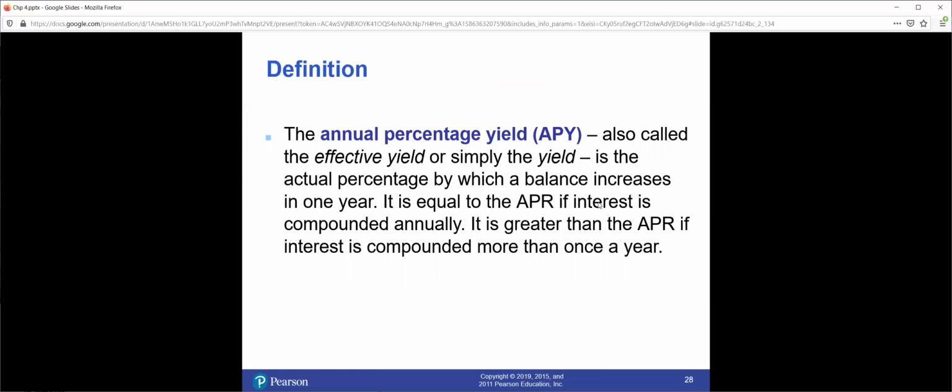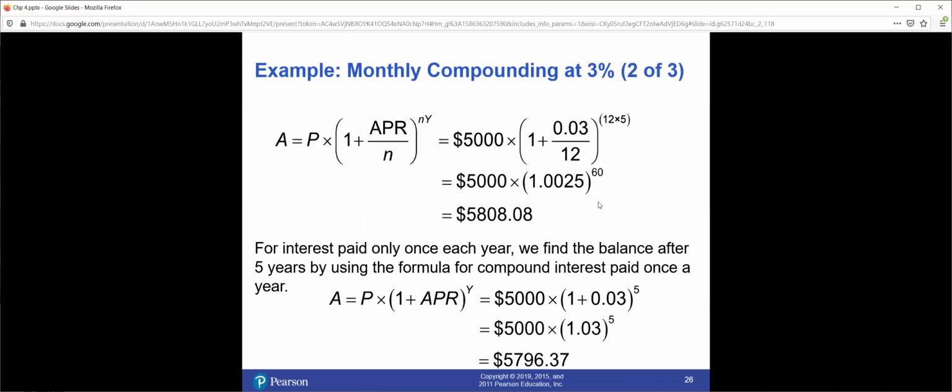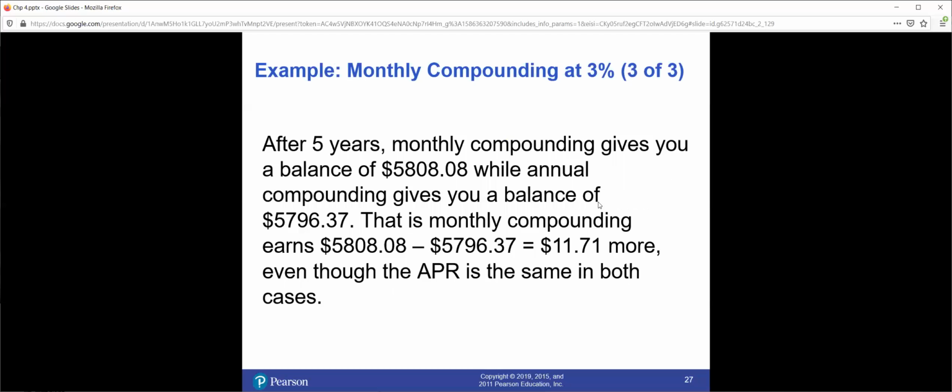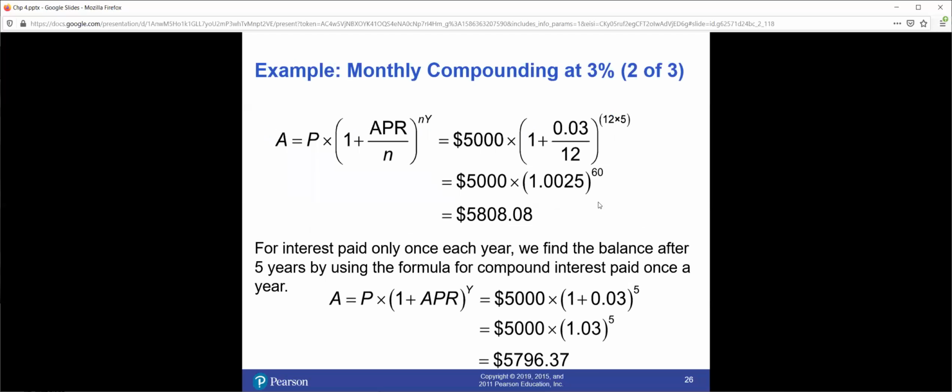Let's talk APY, or annual percentage yield. You would probably know this as effective yield if you get into finances, and it is the actual percentage by which a balance increases in a year. It is equal to the APR if interest is compounded annually, but it is greater if interest is compounded more than once a year. So the APY, the effective yield, for the example, is the one where you compound monthly. The APR would be the one on the bottom here, which is compounded per year.